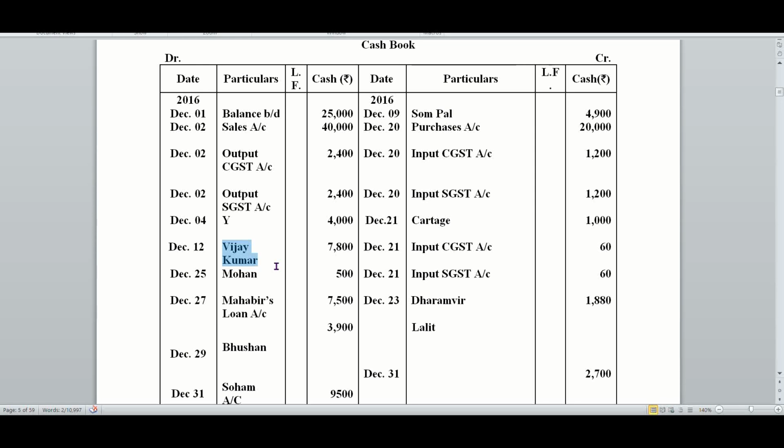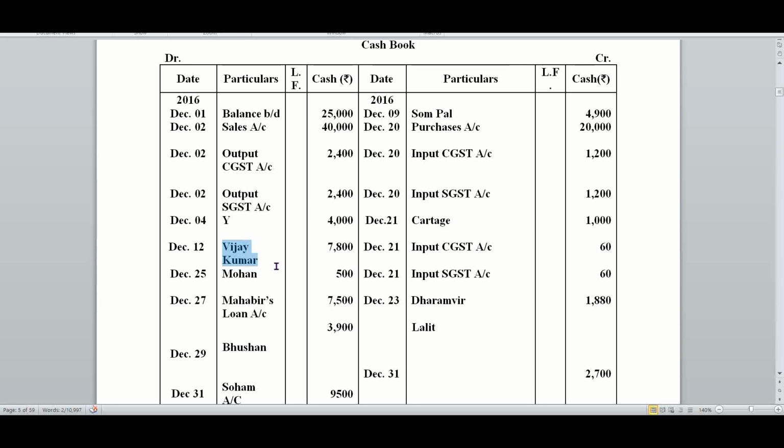CGST 6%, SGST 6%. Bought goods for cash. That means it is a purchase, and the purchase is for 20,000. So when the goods are purchased, it is called input GST: input CGST, input SGST.